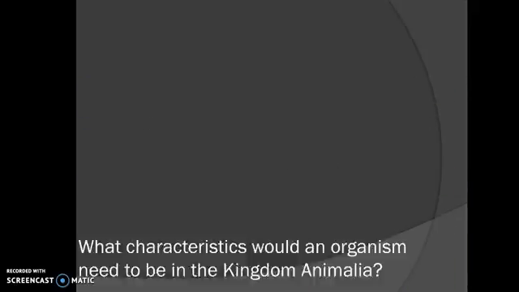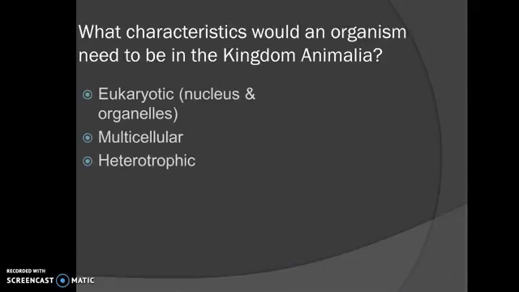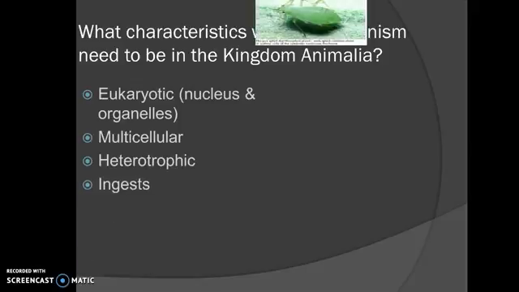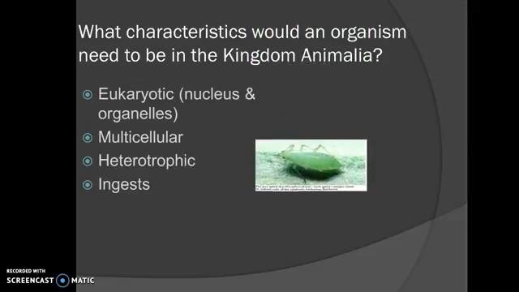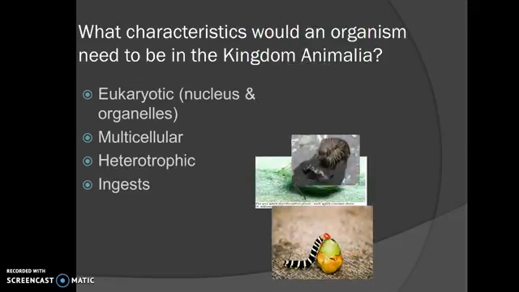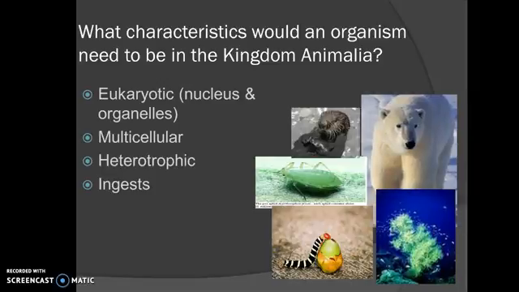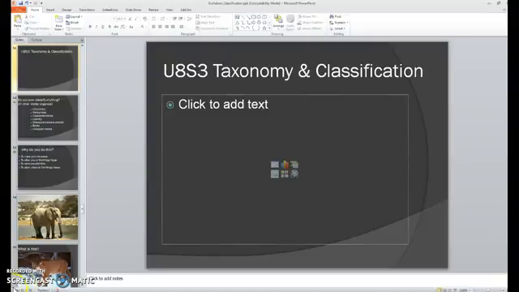I love them. Kingdom Animalia, eukaryotic, means it has a nucleus and organelles, like we've said before. They are multicellular. They are heterotrophic. They do ingest their food. They have to consume. We're looking at all kinds of life here. There it is. And that is it. Game over.